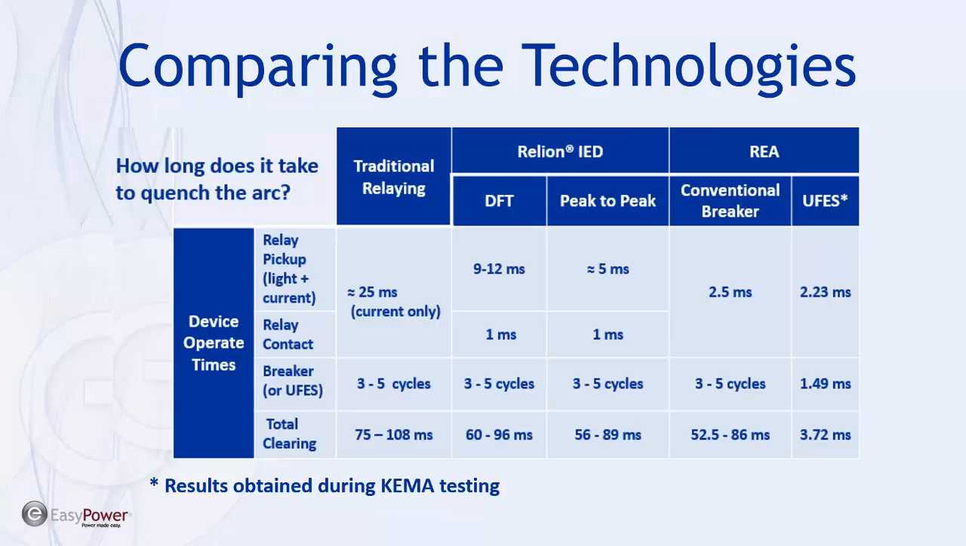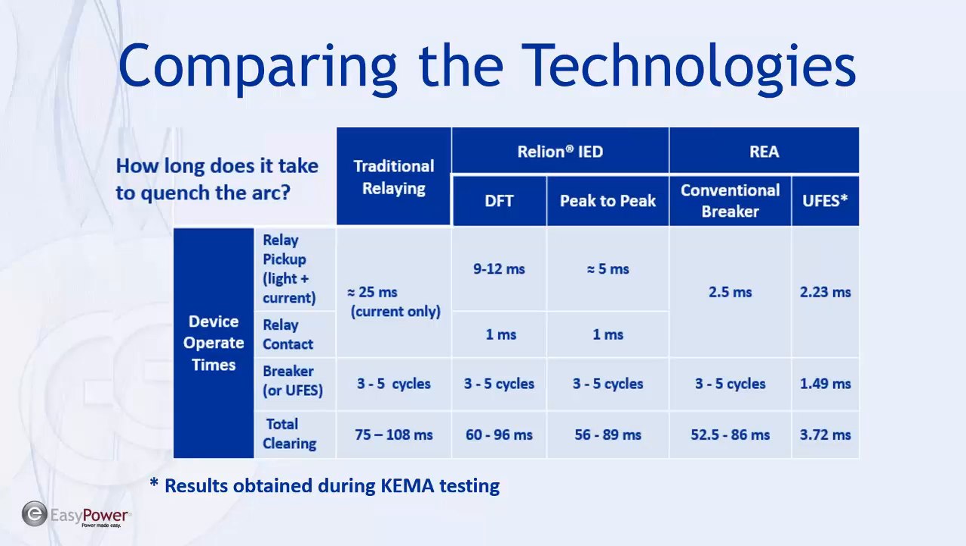And of course, if we use the ultra-fast earthing switch, now the times are even much faster. We don't have to rely on a breaker, so essentially the arc quenching time is almost immediate. It's just the operation time of the REA and the time it takes for the earthing switch to create a three-phase to ground fault. And you can see there it's 3.72 milliseconds, which has been verified by KEMA during testing.